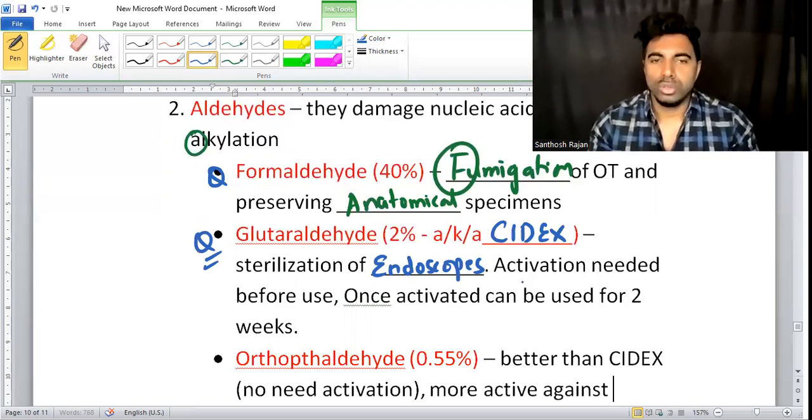Question: activation, you need activation before use. Once activated, it's used for 2 weeks. But we have a new latest one. Orthophthalaldehyde is much better than any of this, especially better than glutaraldehyde.